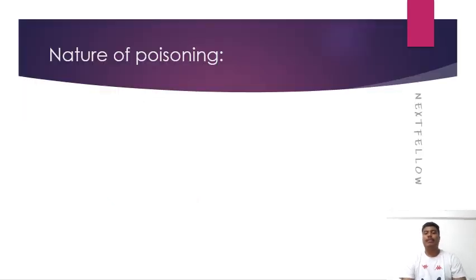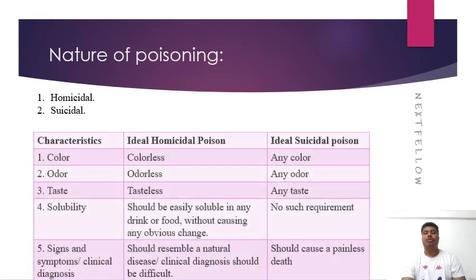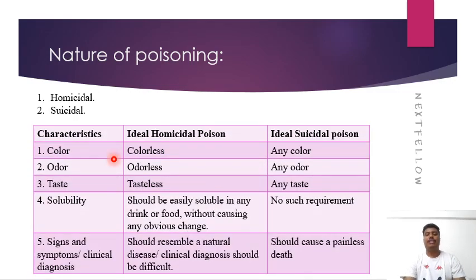Now, we will discuss the nature of poisoning. There are many natures of poisoning. The first is homicidal and the second is suicidal. There is a very useful table of differentiation between the characteristics of an ideal homicidal poison and an ideal suicidal poison. An ideal homicidal poison should be colorless, odorless and tasteless, and easily soluble in any drink or food without causing any obvious change, because if it changes the taste, smell or color of the food, then it would not be an ideal homicidal poison.